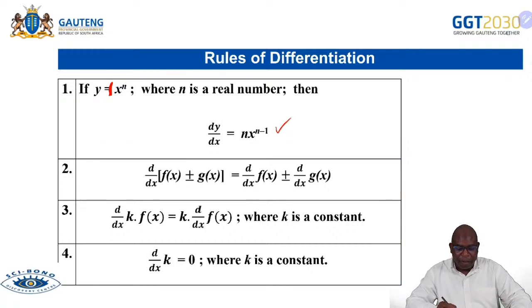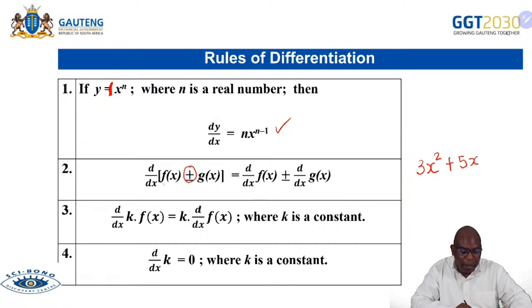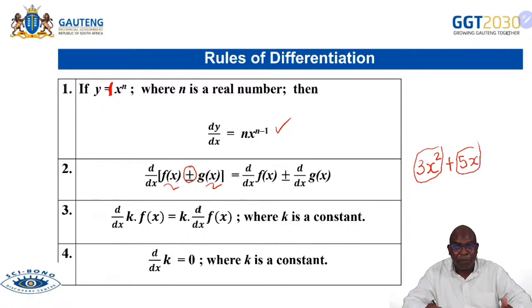Okay. The second one there is the sum and the difference. If I've got a plus sign, I'm adding something. If I can just make an example, if I've got 3x squared and I have plus 5x, then there's that one and that one, so I can separate the two. So I can find the differentiation of that, then get the differentiation of that, and then from there I can write down the answer.